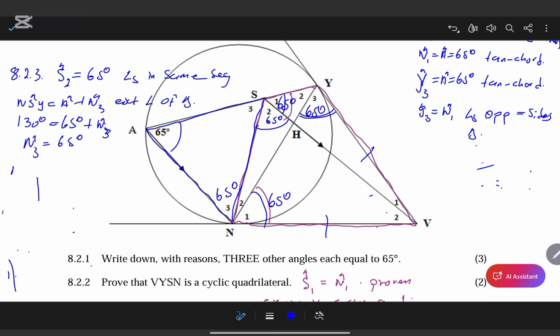So AS is equal to the side NS. Why? These are sides opposite equal angles in a triangle. So that triangle is an isosceles triangle.